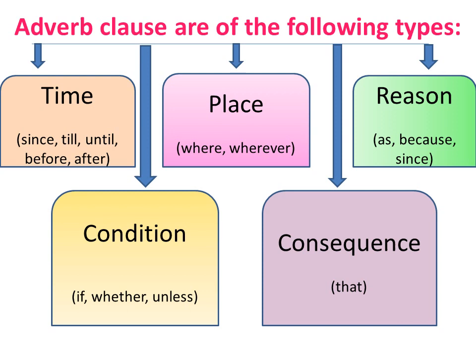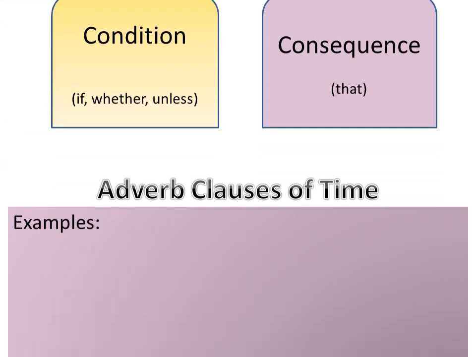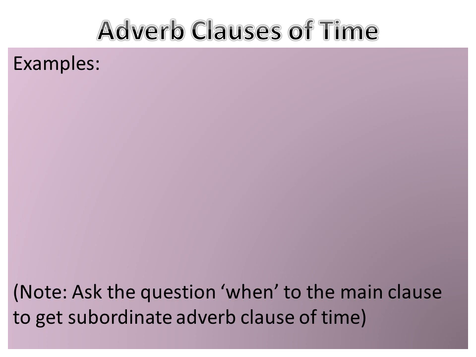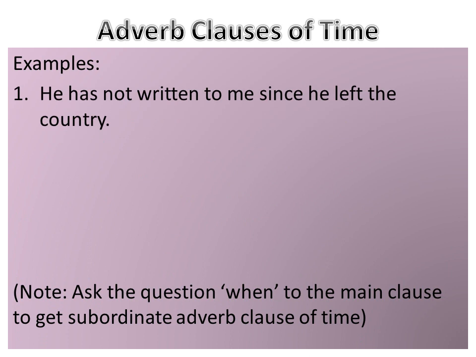Now, let us understand with the help of examples. Let's take adverb clause of time. He has not written to me since he left the country. Now, identify the subordinate conjunction here. Yes, you are right. Since is the subordinate conjunction here.